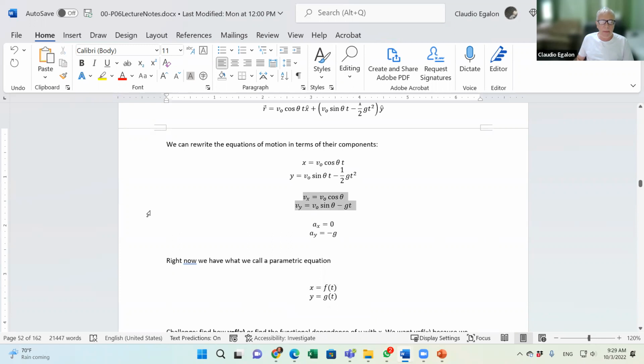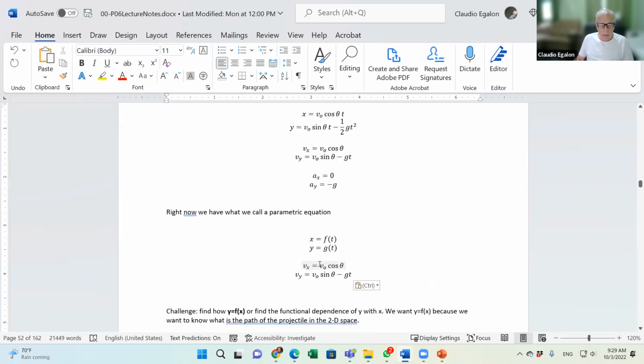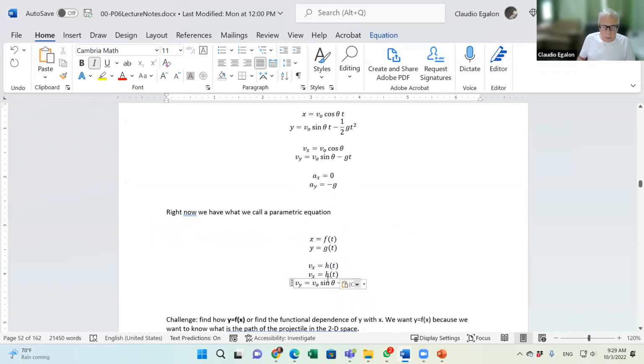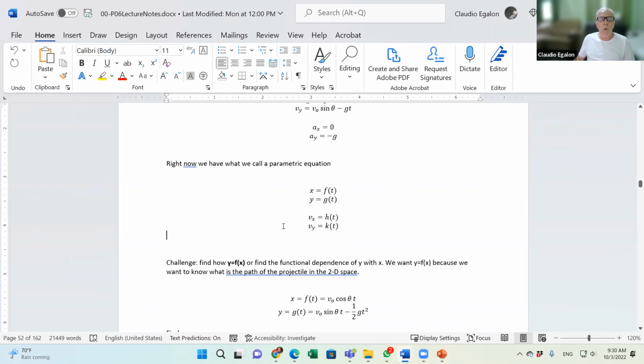You can also state the same thing for Vx: it is given as a function of the parameter t. And Vy similarly can be written in a parametric format. I'm going to put K here, and so on. But what about writing y as a function of x?